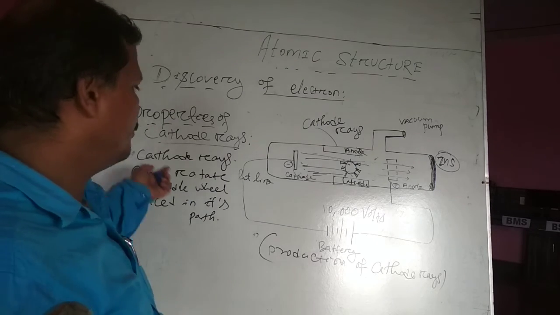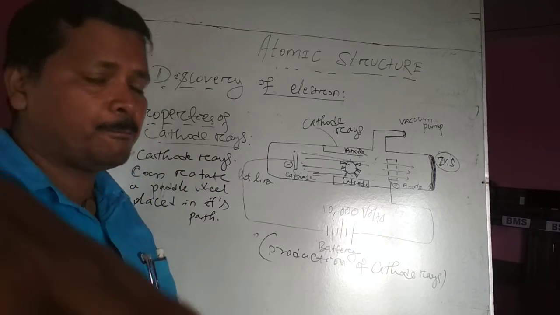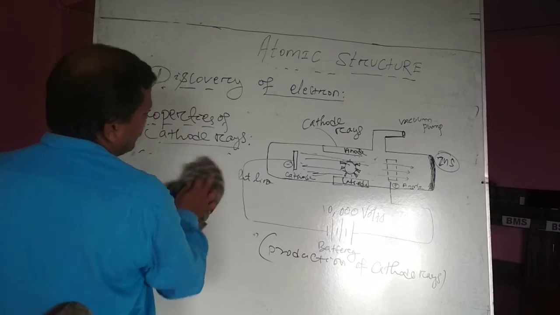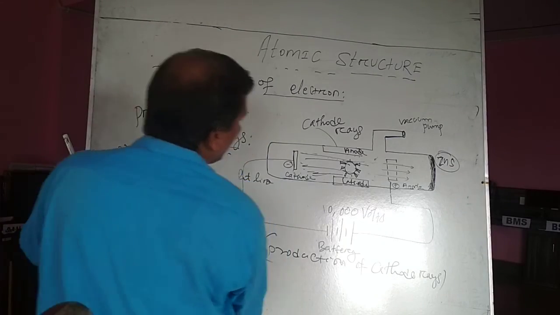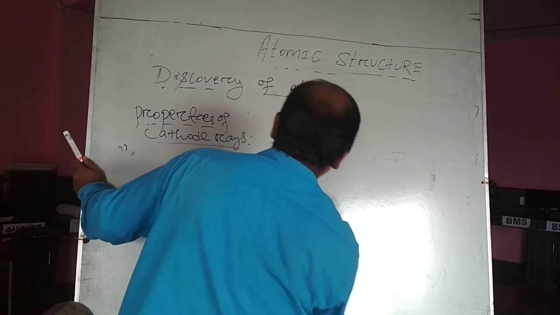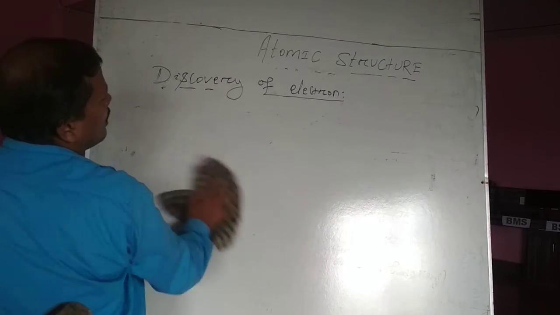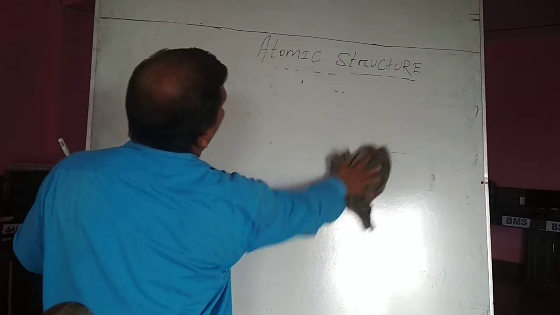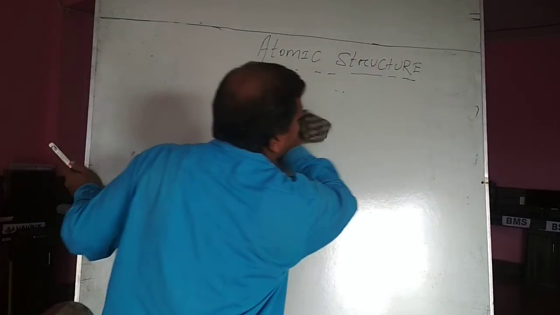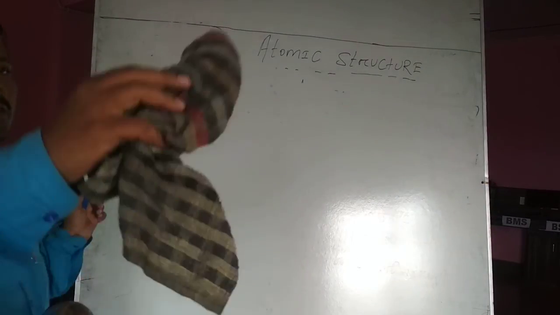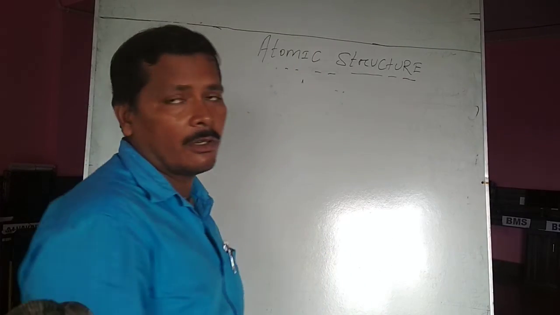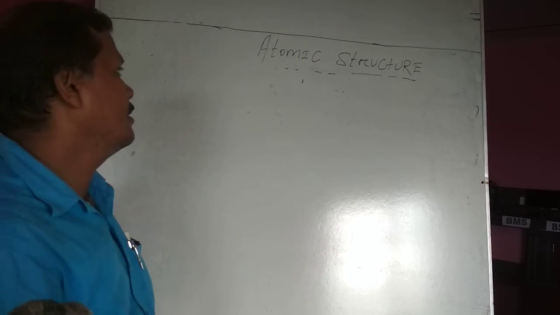So these are some properties of cathode rays which I discussed with you. Cathode rays contain electrons, and the discovery of the electron was made from the cathode ray discharge tube experiment, from which cathode rays were produced, or we can say the electron was discovered.